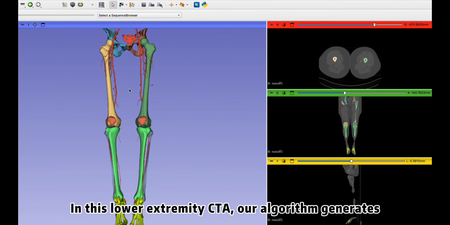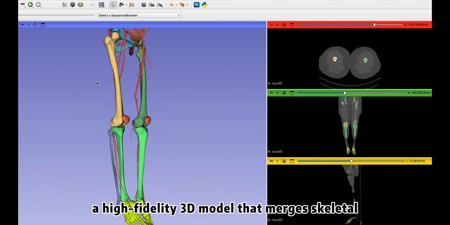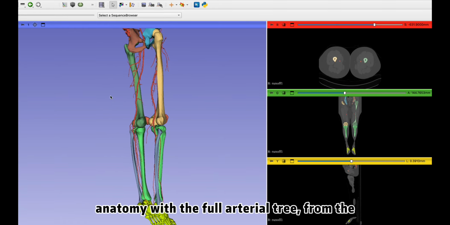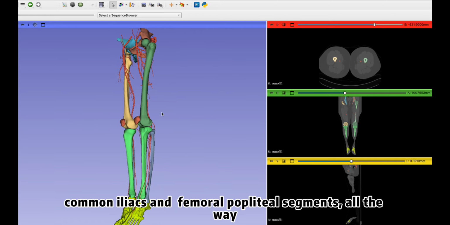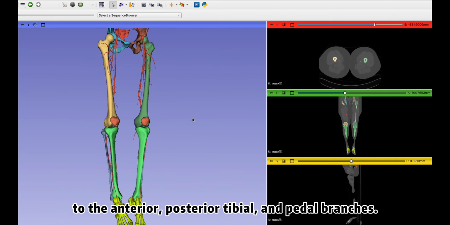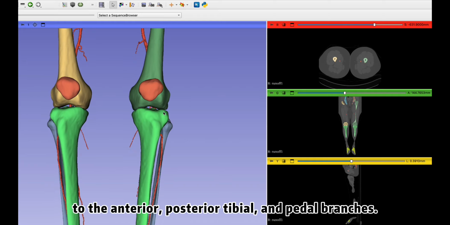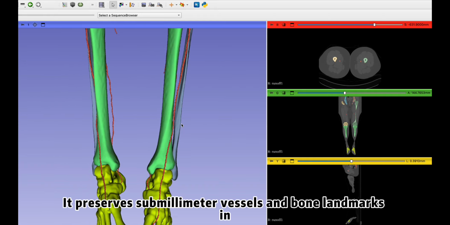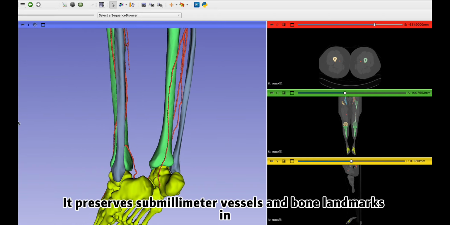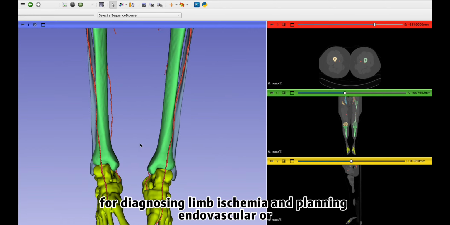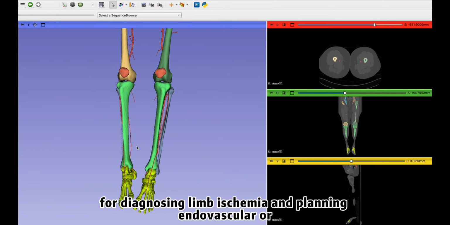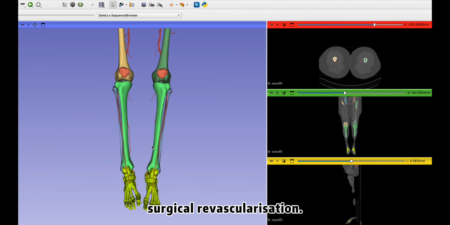In this lower extremity CTA, our algorithm generates a high-fidelity 3D model that merges skeletal anatomy with a full arterial tree, from the common iliacs and femoropopliteal segments all the way to the anterior, posterior tibial, and pedal branches. It preserves submillimeter vessels and bone landmarks in a single model, giving clinicians a precise roadmap for diagnosing limb ischemia and planning endovascular or surgical revascularization.